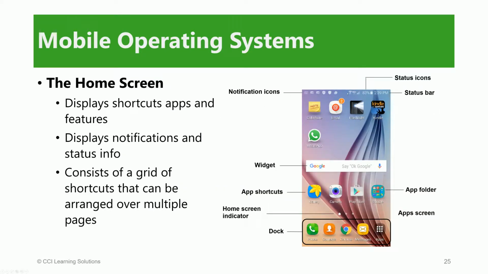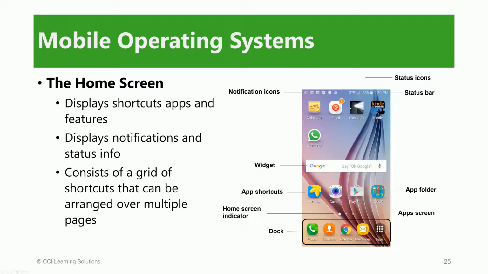Now the home screen displays shortcuts for apps and features, displays notifications and status info, and consists of a grid of shortcuts that can be arranged over multiple pages. And this is where we have that slide and swipe to go and check out each of those pages.